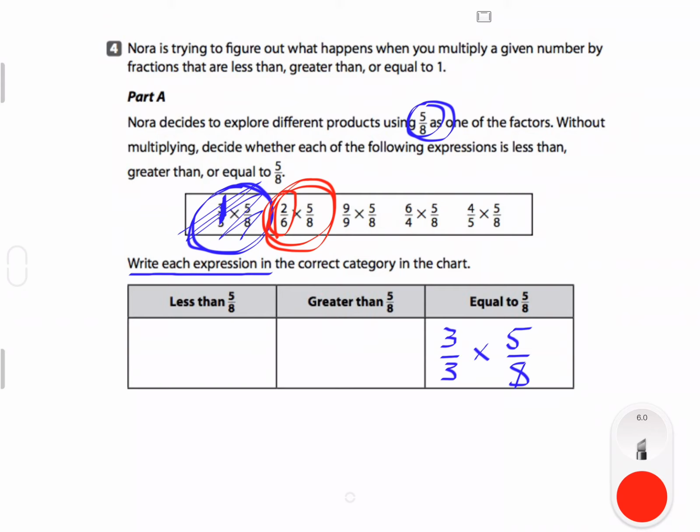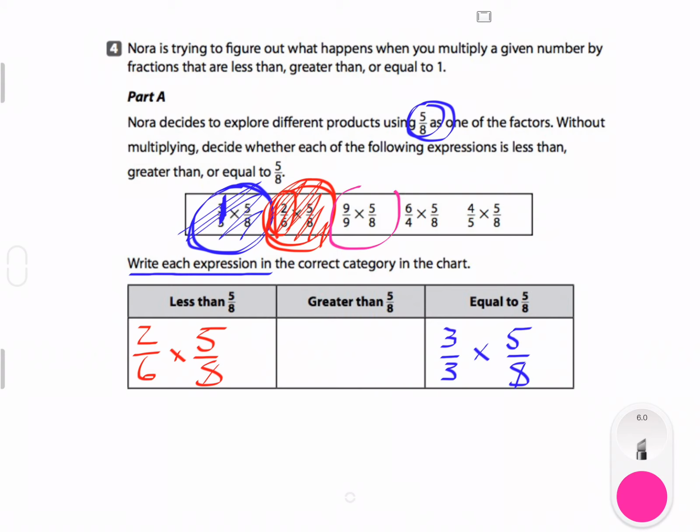2/6 times 5/8. The product will be less than 5/8 because 2/6 is less than 1. So we just write 2/6 times 5/8 right there in that category on the chart. And we're done with this. We don't have to think about it anymore.